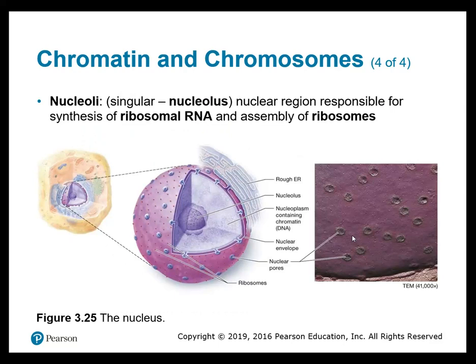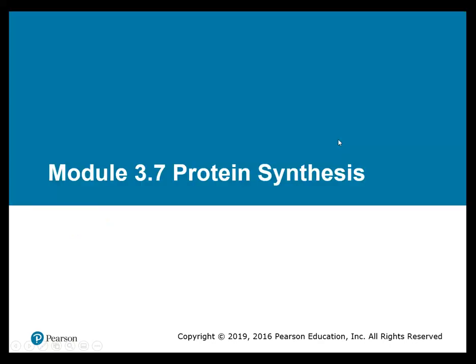The nucleolus, or nucleoli in the plural, is going to be responsible for creating ribosomes. So it will have what's called ribosomal RNA in order to create those ribosomes. I will stop here for this.